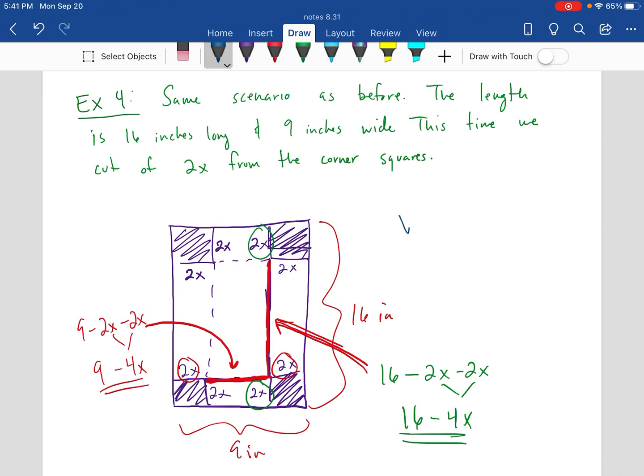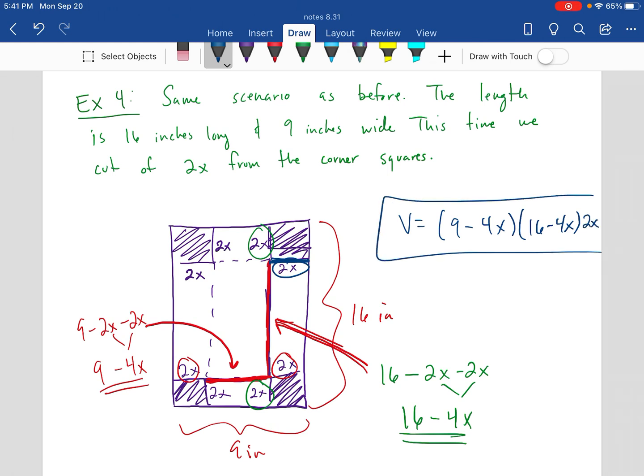So my equation for volume is equal to that 9 minus 4x, excuse me, times 16 minus 4x. But I cut off, this is going to be my height here, if I fold this up, 2x. So that is also part of it. And again, it doesn't matter what order you put this in, you will get the correct answer. It's the same thing. And that's it for nuts and volume.